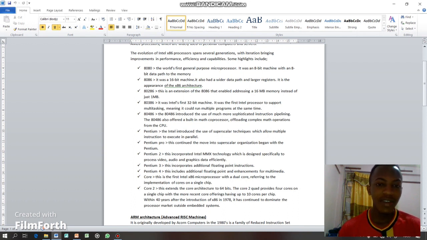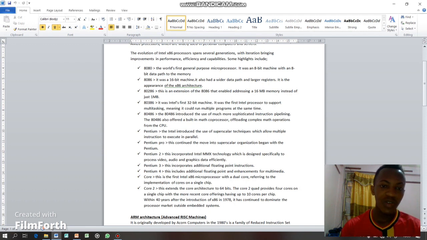And so the next one, we had the 80386, which was Intel's first 32-bit machine. It was the first Intel processor to support multitasking, meaning it would run multiple programs at the same time. So this was a remarkable invention, because it enabled the processor to start doing multiple tasks and running multiple programs at the same time.